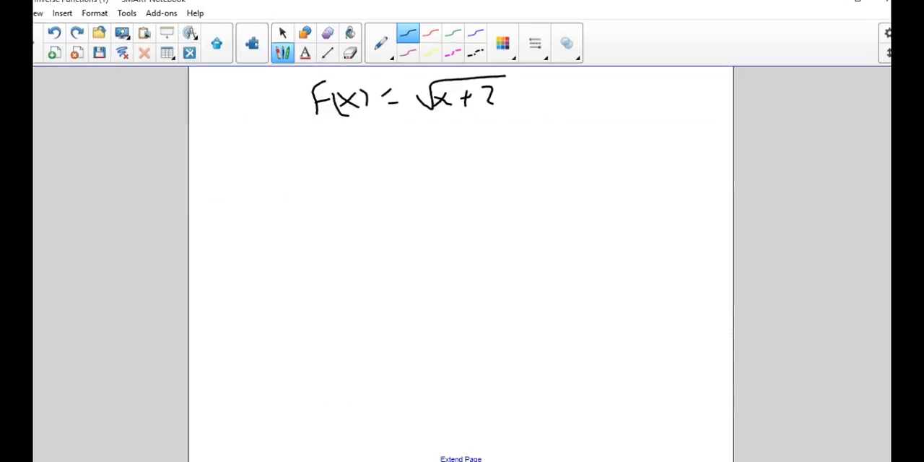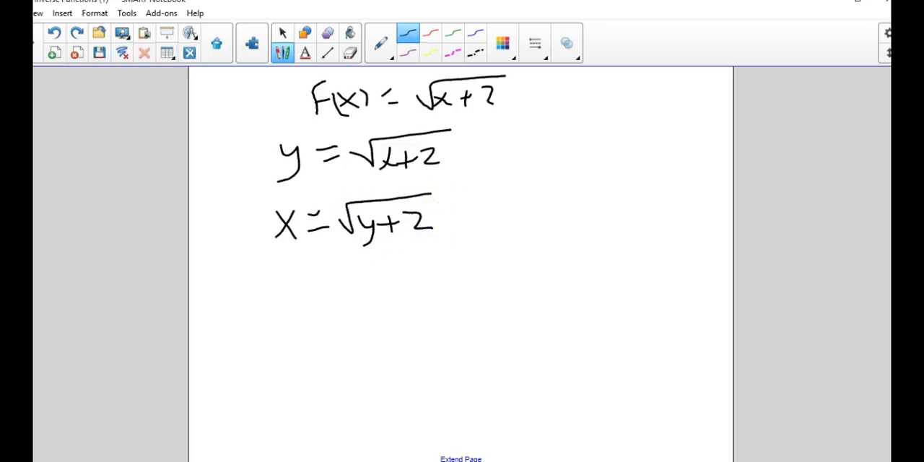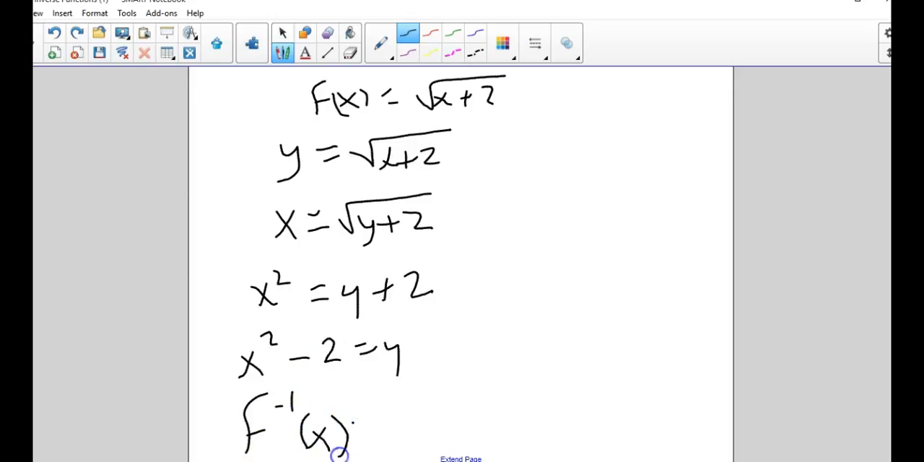Let's find the inverse of f if f of x is the square root of x plus 2. We would change the x's and y's. This would be y equal the square root of x plus 2. And reverse the x's and y's, we get x equal the square root of y plus 2. If I square both sides, I get x squared is equal to y plus 2. And isolating the y, we get x squared minus 2 is equal to y. So the inverse of f is x squared minus 2.